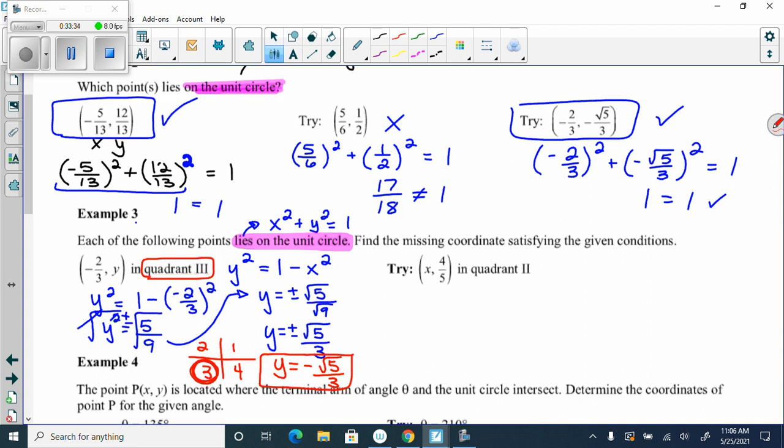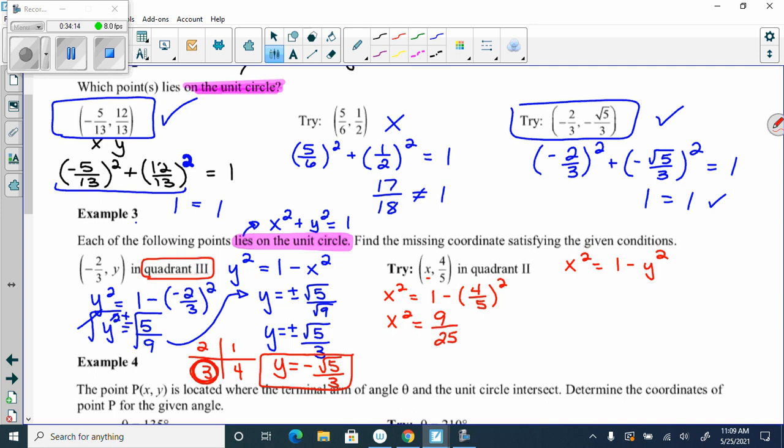We're going to try the second one. So for this one, if I want to rearrange that formula, I'm going to get x squared equals 1 minus y squared this time because I'm looking for x. So I'm going to get x squared equals 1 minus 4 over 5 squared. So x squared equals, it's going to be 25 minus 16 over 25. Yeah? 9 over 25. Everyone have that?